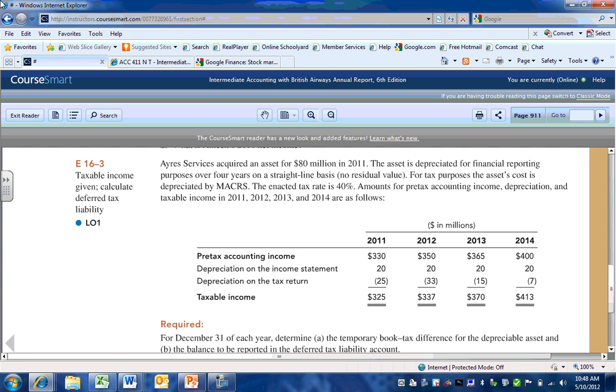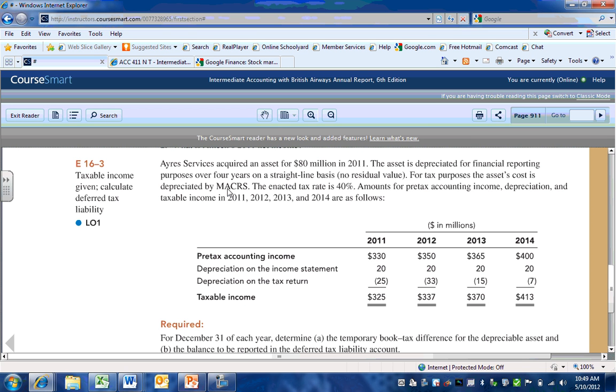In this problem, the company has acquired an asset for $80 million and will depreciate it using straight-line depreciation over 4 years. Their pre-tax income, which includes this depreciation expense for the financial statements, is given over the next 4 years. For tax purposes, the company uses an accelerated method that is in the tax code called MACRS.